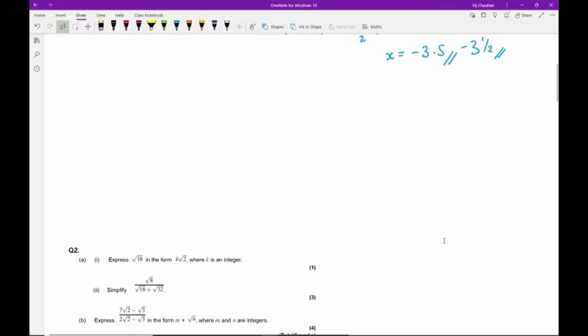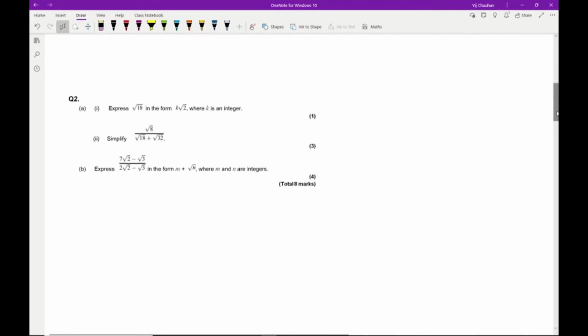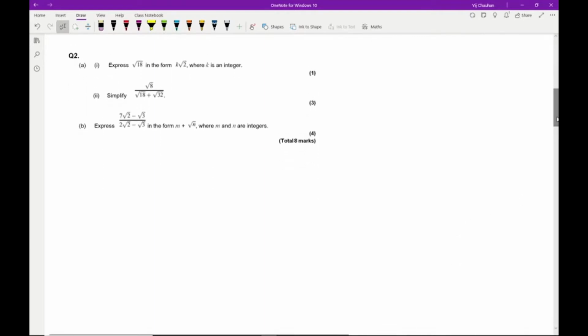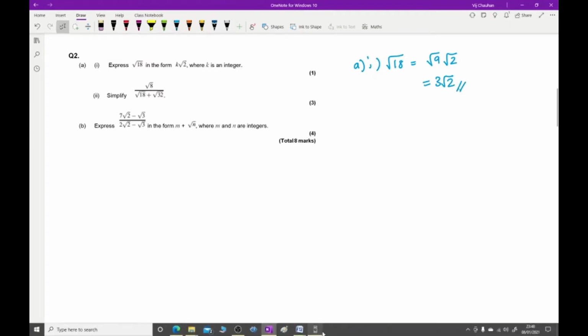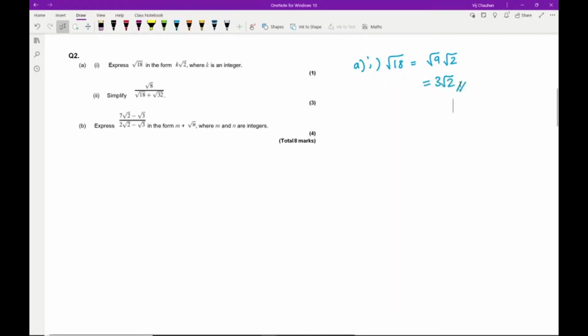So moving on to question 2, this one refers to surds, and this one's worth a total of 8 marks, just over 10% of this paper. With regards to question A, it was only worth 1 mark, so all we had to do here was simplify root 18, so that becomes root 9 root 2, which then becomes 3 root 2, and there is our final answer. Again, absolutely no excuses of getting this question wrong, because if you type root 18 into the calculator and press equals, it comes up with the answer straight away.